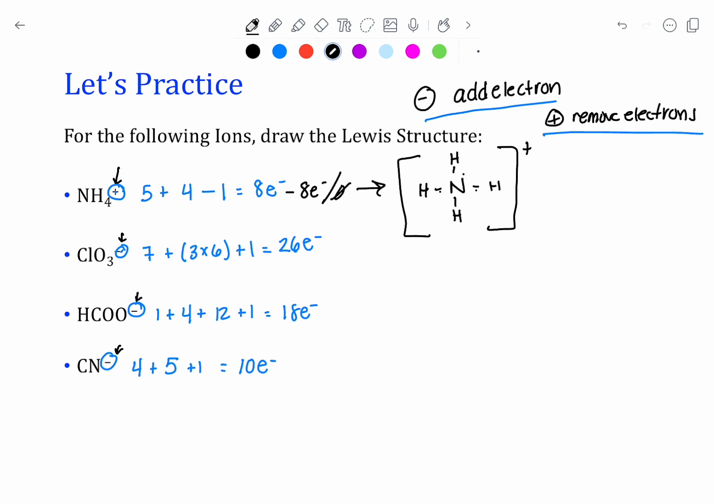So that is my structure for NH4+. This is one of those exceptions to our rule about nitrogen. Again, we said it usually happens when there's an ion involved, so nitrogen is bonding 4 times. It's only allowed to do that because of the positive charge.